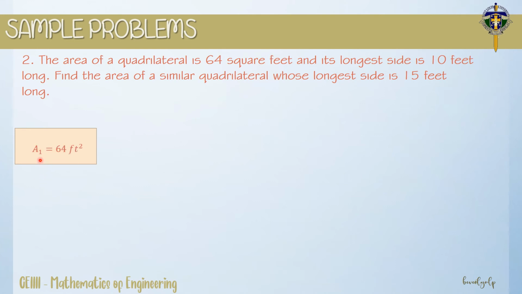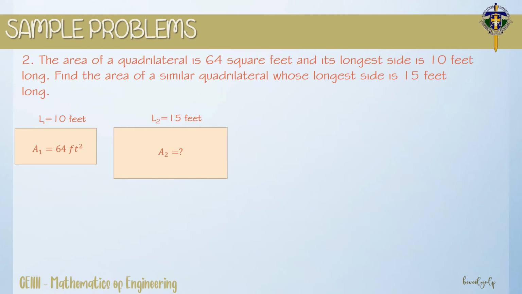So let's name it area 1 since we will be dealing with two quadrilaterals. So let's specify it. Area 1 is equal to 64 feet squared, and the longest side or the length is 10 feet. So that is L of 1 is equal to 10 feet. And then we are to find the area of a similar quadrilateral whose longest side is given to be 15 feet. So that is L of 2 is equal to 15 feet. And we are to find the area of this second quadrilateral.